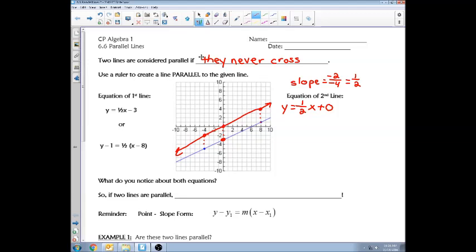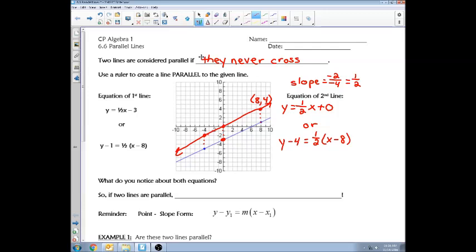Now, to write it in point-slope form, I need to use one of my points. Let's use this point here, which would be (8, 4). If I use (8, 4), it would be y minus 4 is equal to 1/2 times x minus 8. And I've written my new equation in point-slope form.